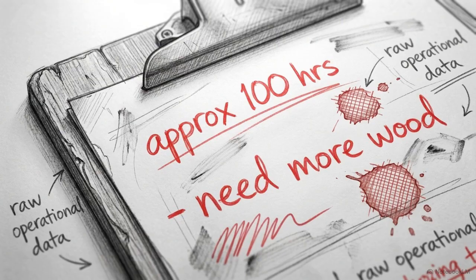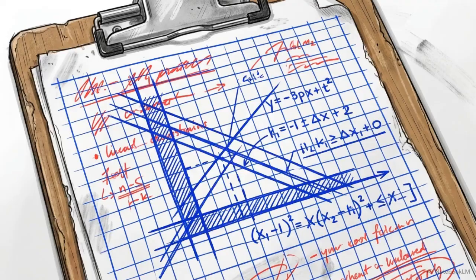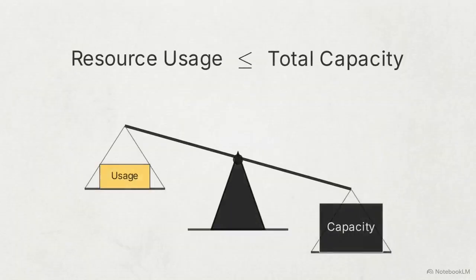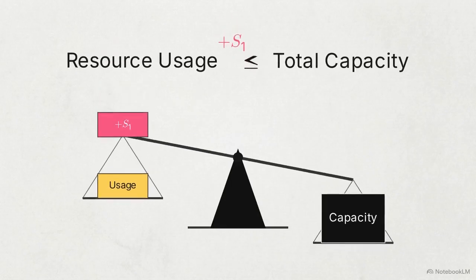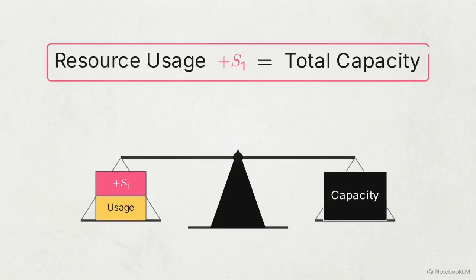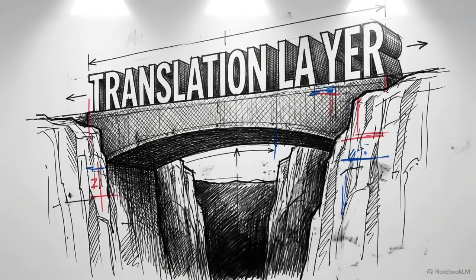Executing these advanced diagnostics requires translating the flexible language of business operations, like estimating a factory has roughly 100 hours of labor, into rigid, computable algebra. To apply standard linear programming algorithms, we must convert operational inequalities, the physical caps and minimums, into strict, balanced mathematical equations. This translation layer is known as standard form. It is the essential mathematical bridge that allows us to quantify absolute efficiency.